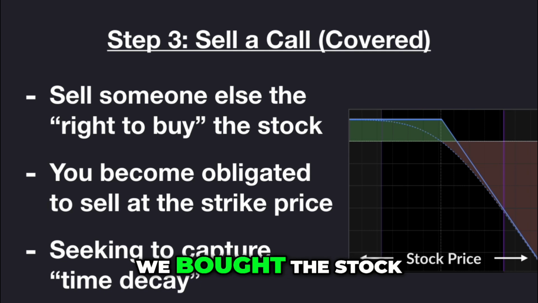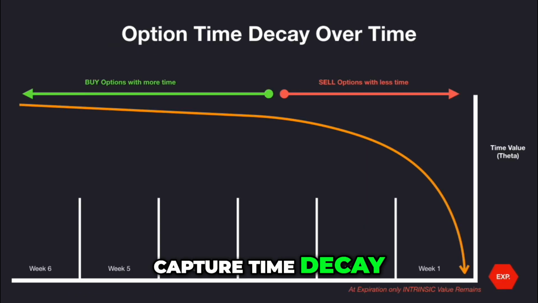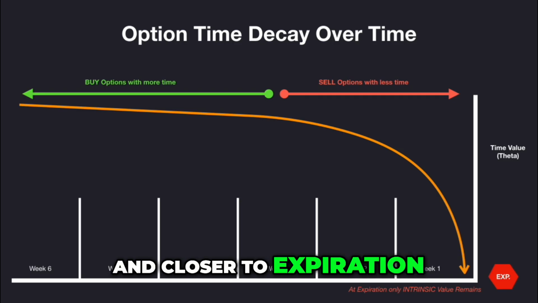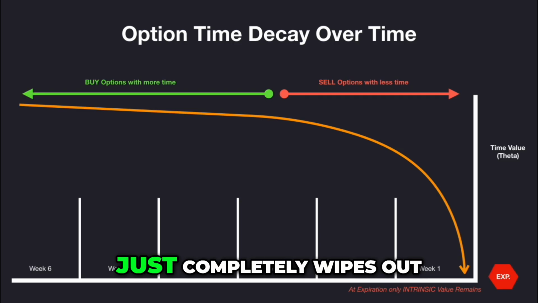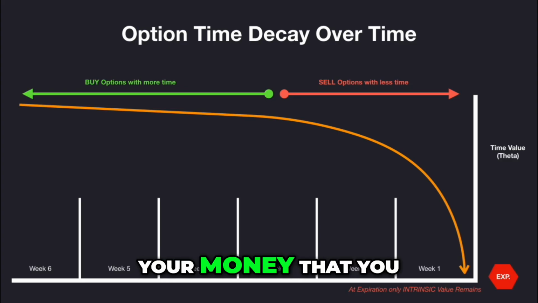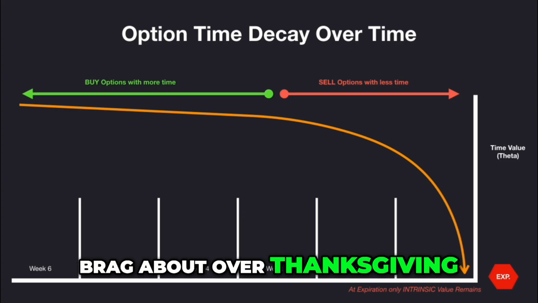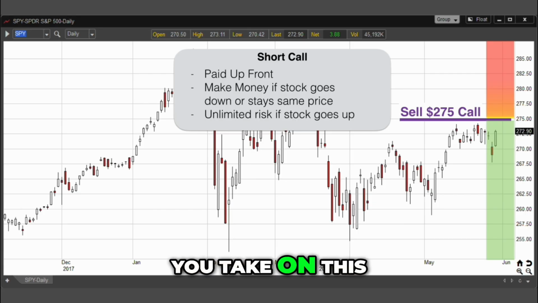In step 2, we bought the stock, remember? So now that you own the stock, you can sell it to somebody. And you say, why would we do that? We would do that so that we can capture time decay. As you get closer and closer to expiration, the option time decay just completely wipes out, and that becomes all your money that you get to keep, that you get to play with, that you get to brag about over Thanksgiving.